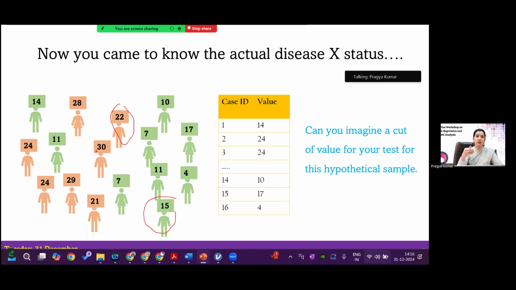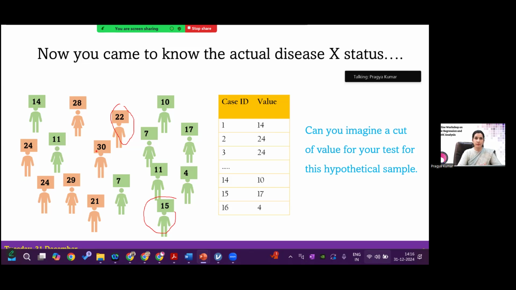So can you, based on these individuals, suggest a rough cutoff below which the person will be healthy and above which the person will be diseased? Yes, 18 to 20. Very right. 20, Rini is saying 20.